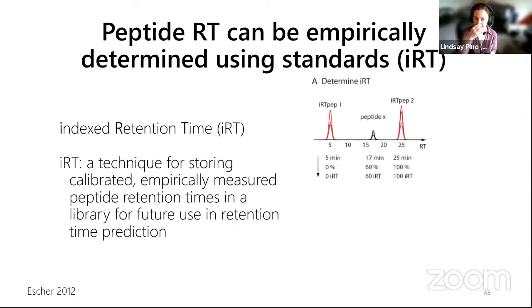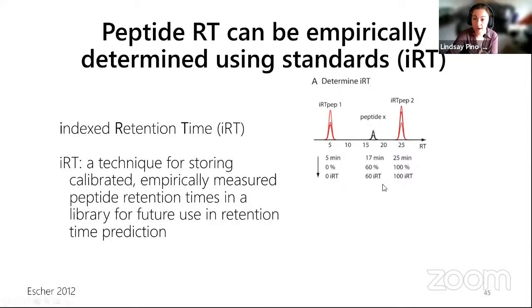So how does that work? Let's imagine we have 3 peptides. 2 of these peptides are going to be IRTs. This can be anything. It doesn't have to be a kit of synthetic IRTs. It can be anything in your sample. So you have 2 anchor peptides, IRT peptide 1 and IRT peptide 2. Somewhere in between falls the peptide you're interested in, peptide X.